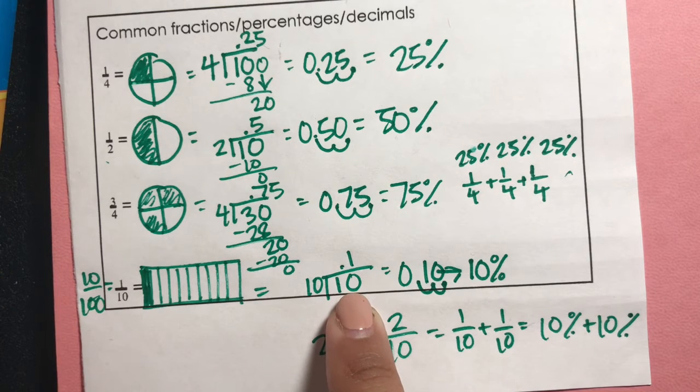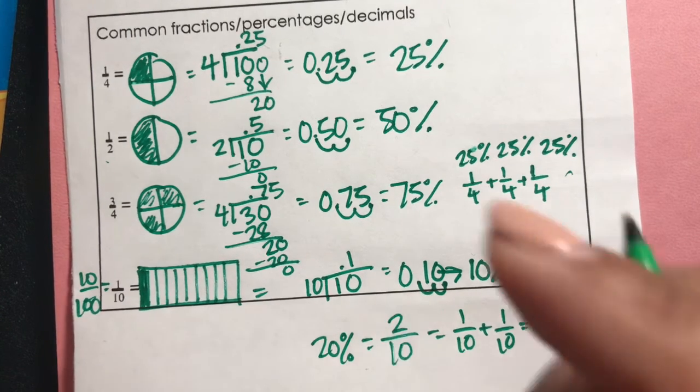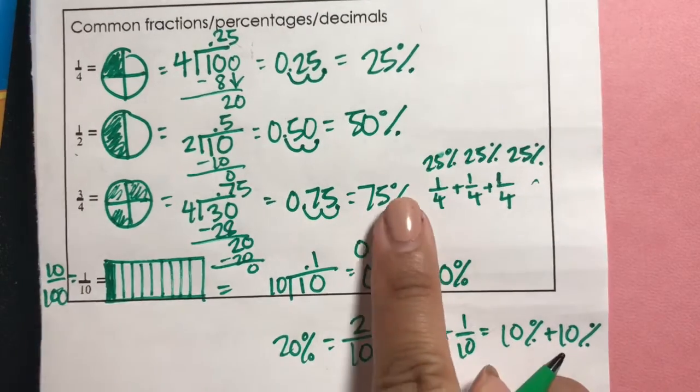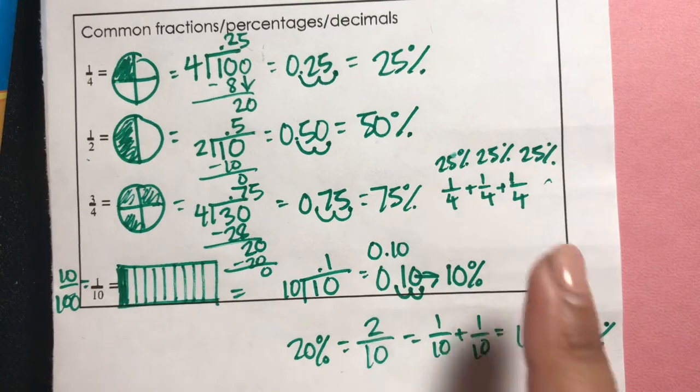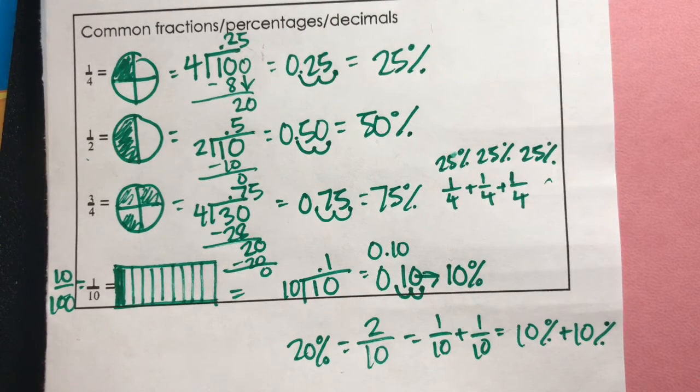What is 1/10 of a dollar? It is 10 cents. Right here, 0 and 1/10, so it's 10 cents, or if you remove the 0, it's just 0 and 1/10, which is all the same thing, and then equals out to 10%.